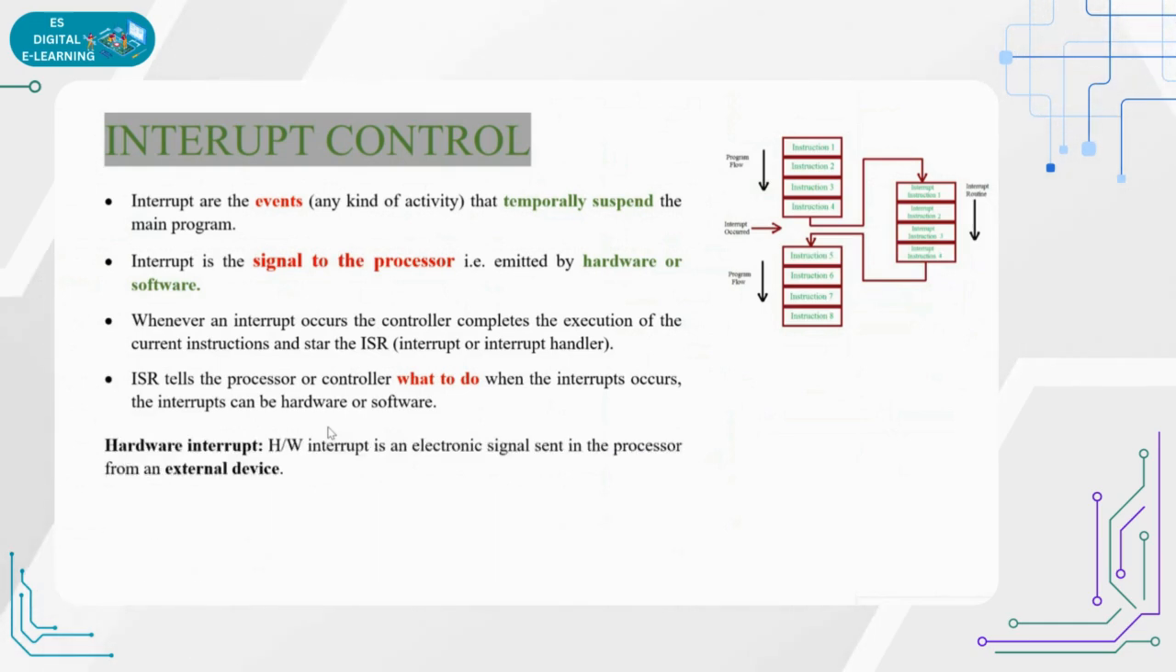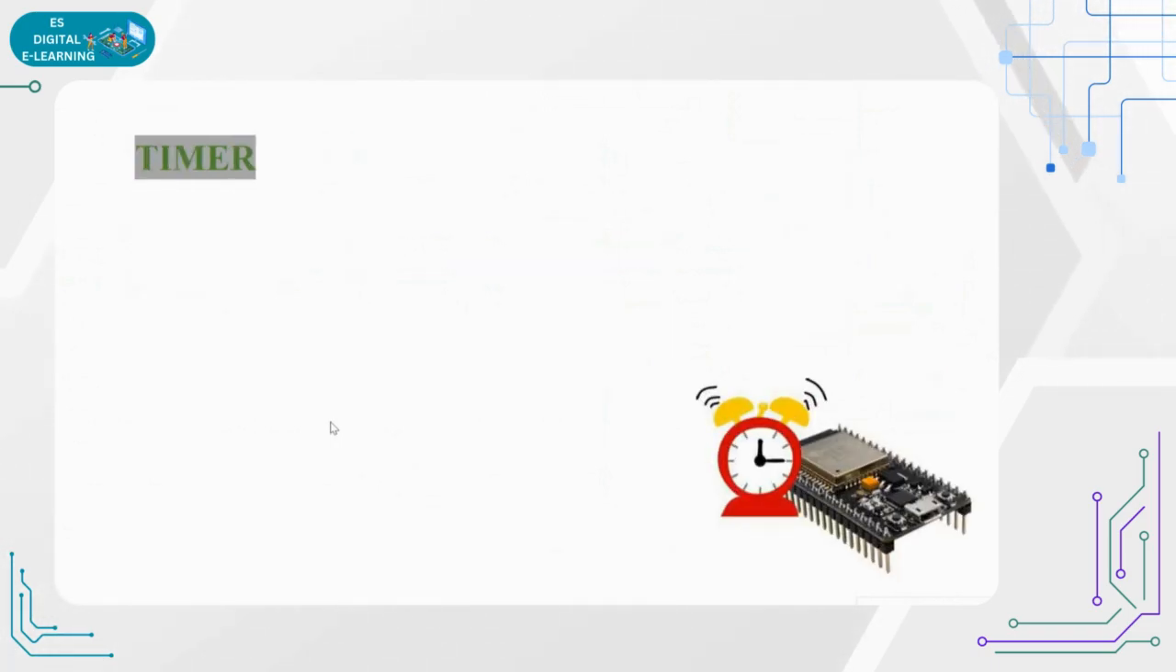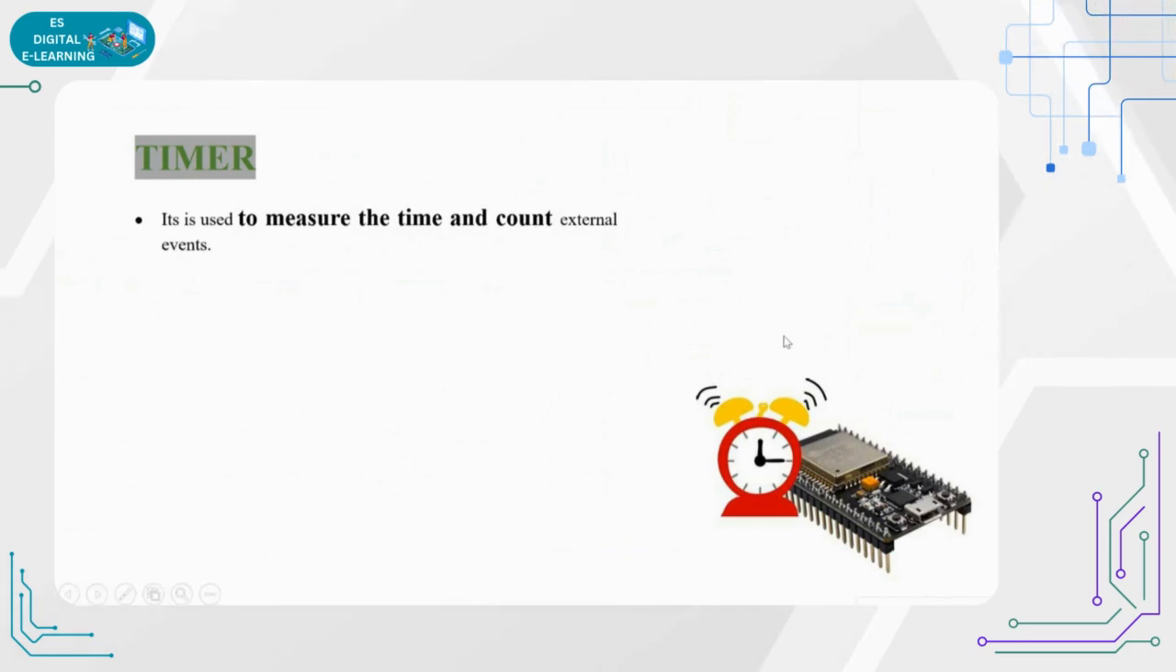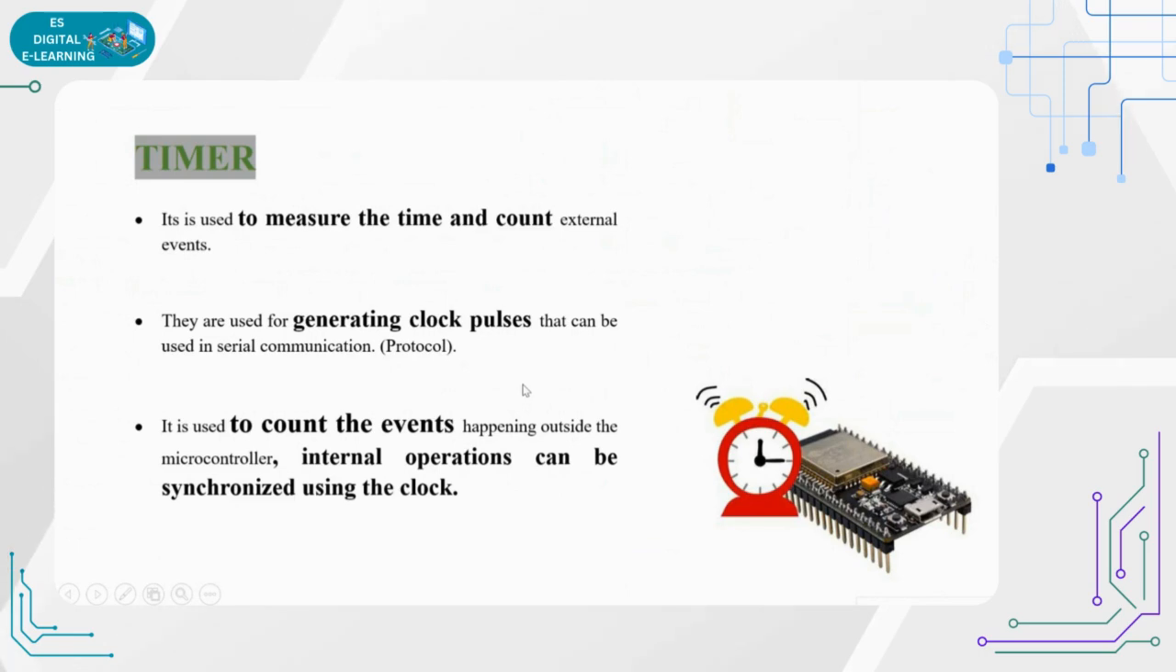As I told you, we have the hardware interrupt, which we give externally. A software interrupt is generated internally within the software, very specific to the programming. What is the timer? The timer is specific to counting the number of events. How many signals we are getting and how much data you are able to transfer, for example from the serial ports. It is used to count the events that happen outside or inside the microcontroller.